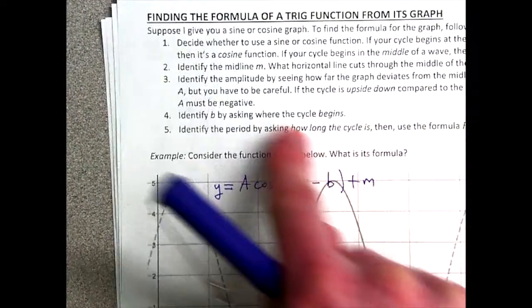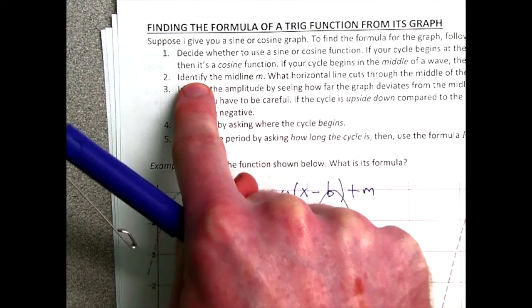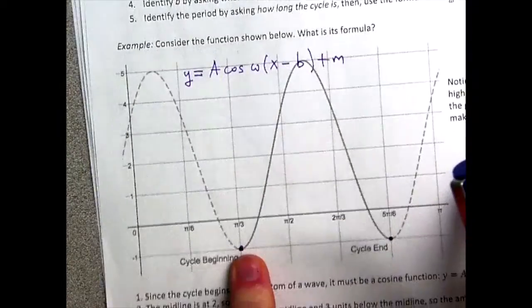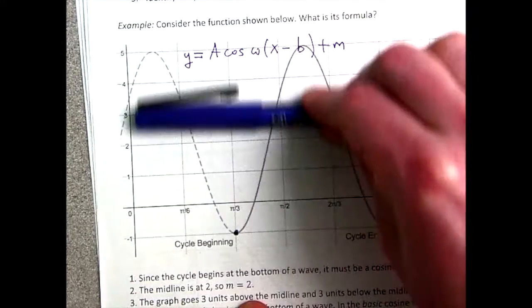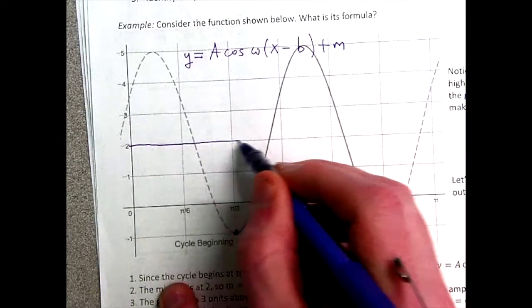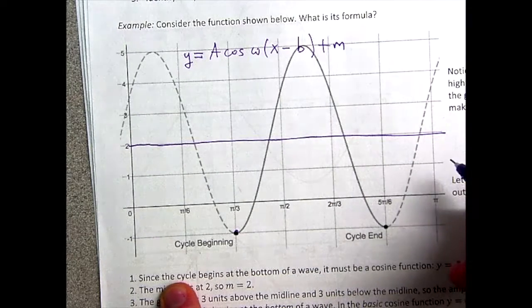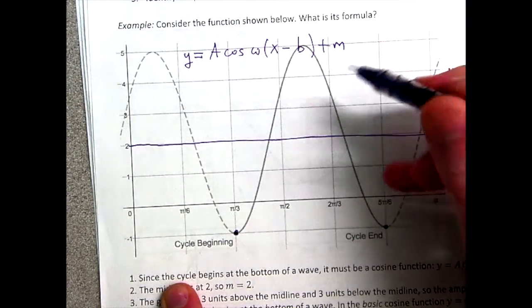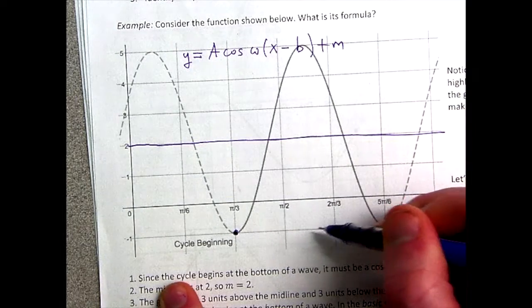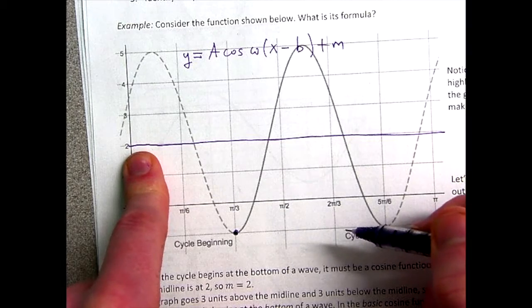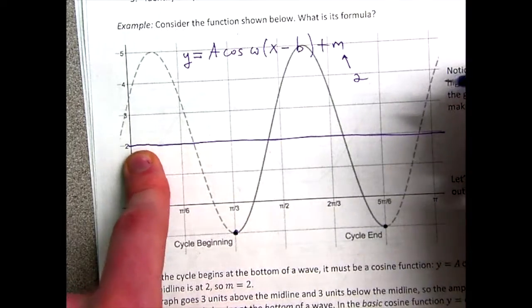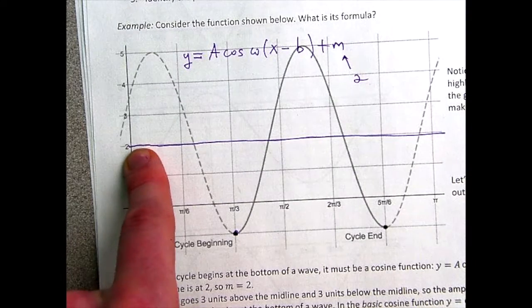Now in the worksheet, I've said step 2 is identify the midline, m. What horizontal line cuts through the middle of the graph? You can see it looks like it's right here, cutting right through the middle of the graph. There are 3 units up to the top and 3 units down to the bottom, and the midline is at 2, which means that m is 2.